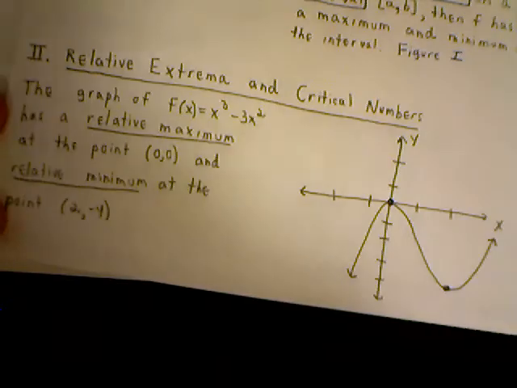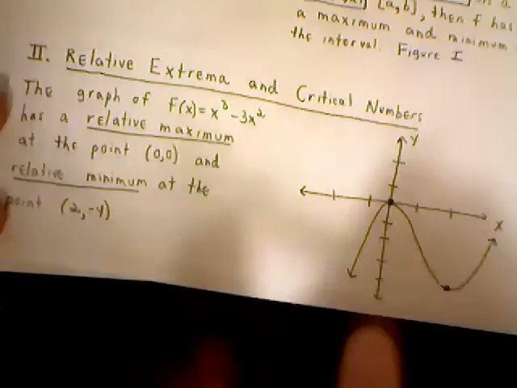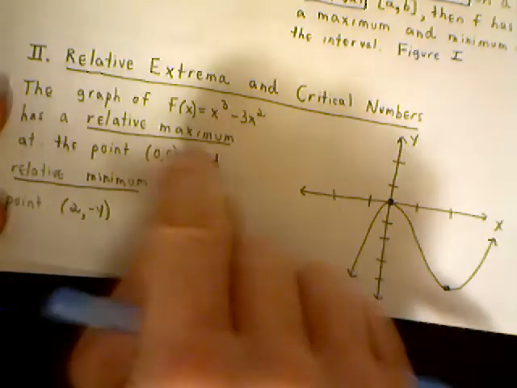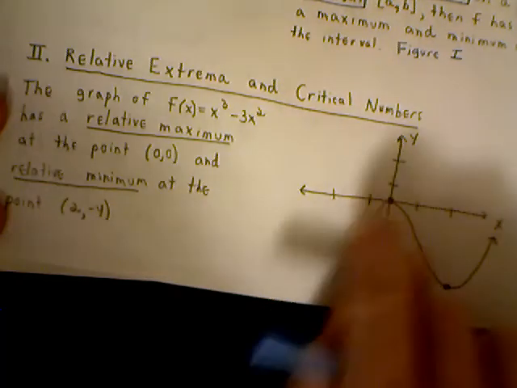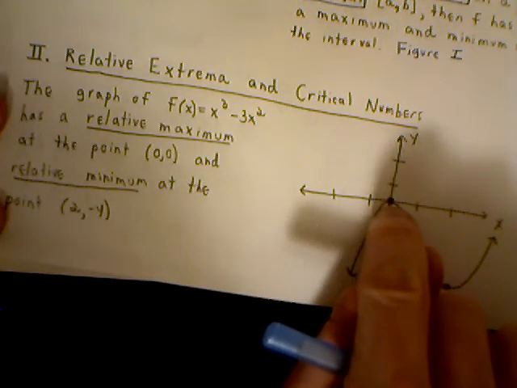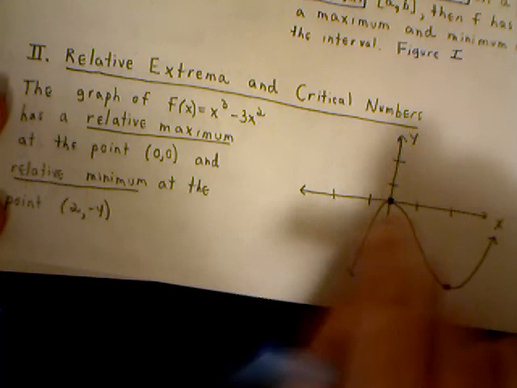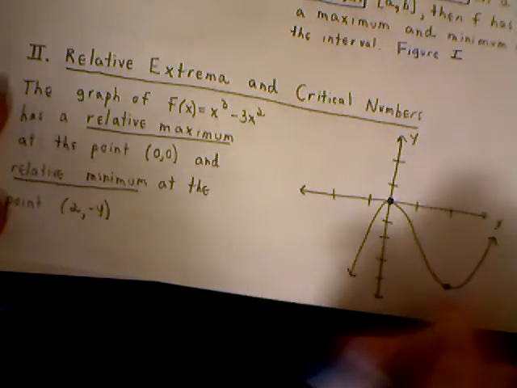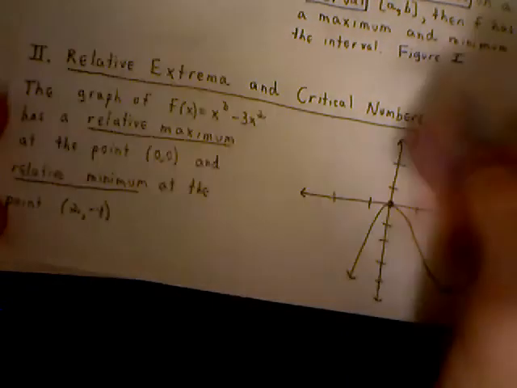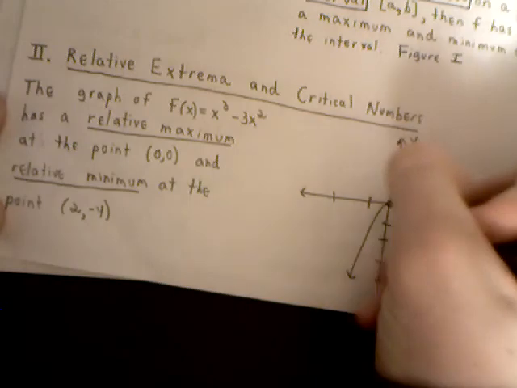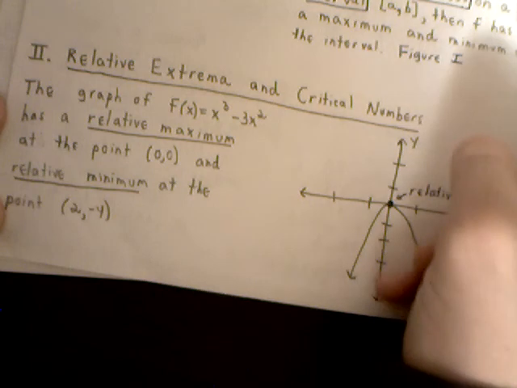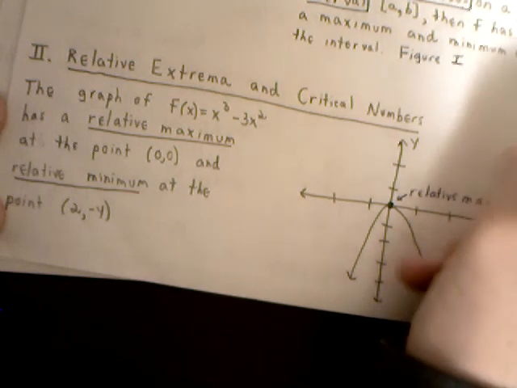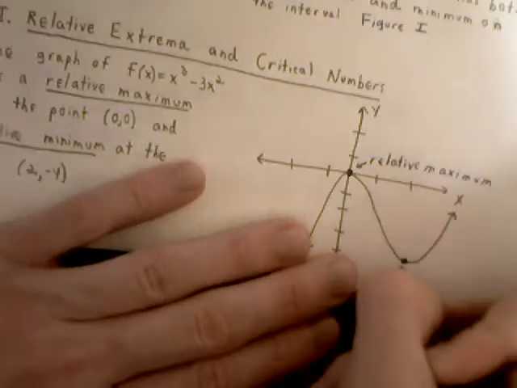Whenever you're looking at graphs, you can think about relative maxima occurring at like the top of a hill, the peak of a mountain. And relative minima occurring at like the bottom of a valley. So right here we're going to call this a relative maximum, and down here we have a relative minimum.